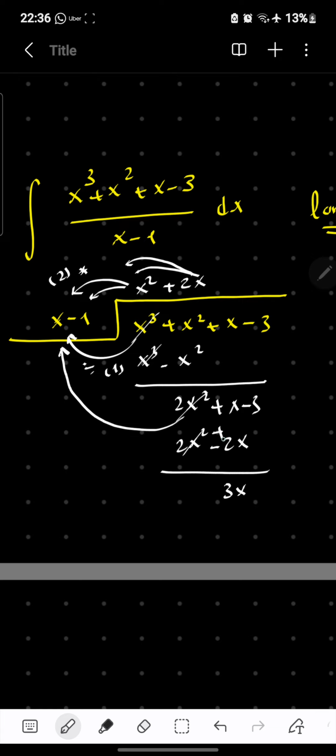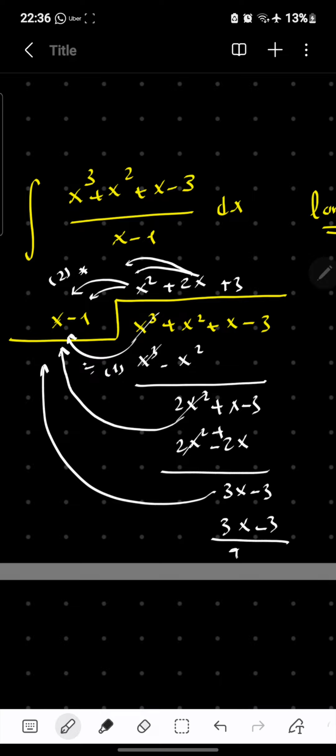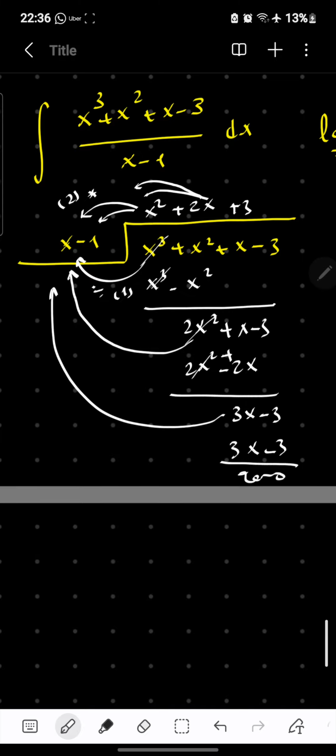We will subtract, so I converted the sign to positive, minus 3. Again, 3x over x, it's a 3. 3 times x, 3x. 3 times minus 1, minus 3. So we get 0 by subtracting. So we have two important terms. This is called the remainder. And the remainder, luckily, here is 0.